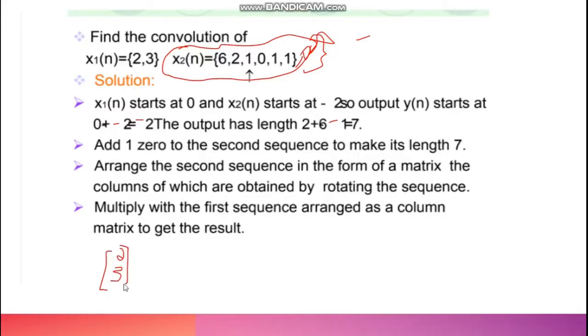2 and 3, right? So if you check here, this is a 2 by 1 matrix, right? Okay. Now the next step is to write this as what? Matrix. So this can be written as matrix as 6, 2, 1, 0, 1, 1, 0. And you should rotate this 0 by 1. So you have to rotate the sequence by 1, that it will be.